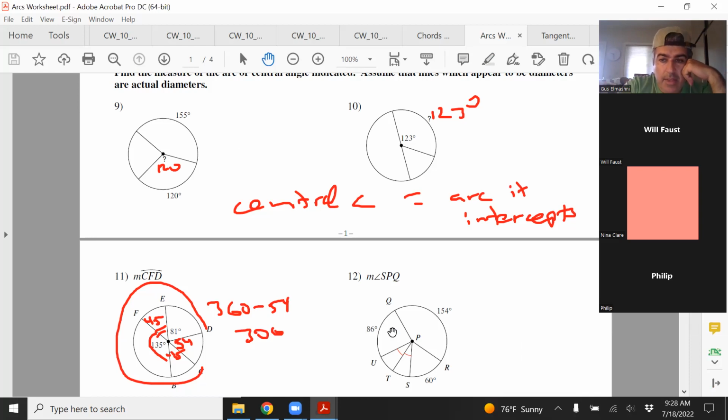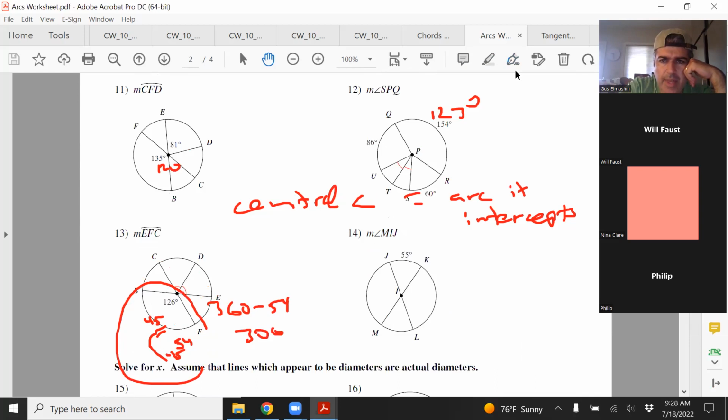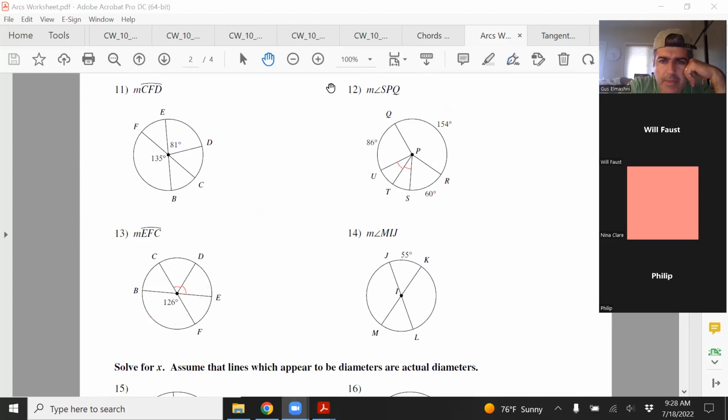Then number 12. Let me recenter that. So if that's 86, that's 86. Okay, and that's 154. That's 300. Just get 30 left for each of these here.